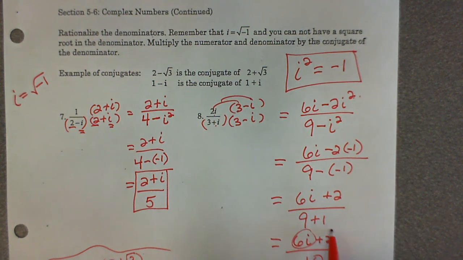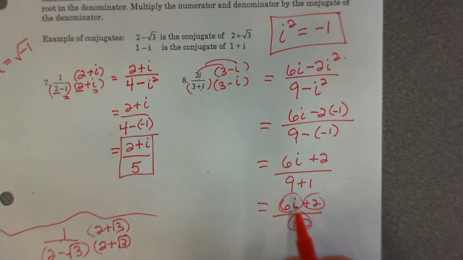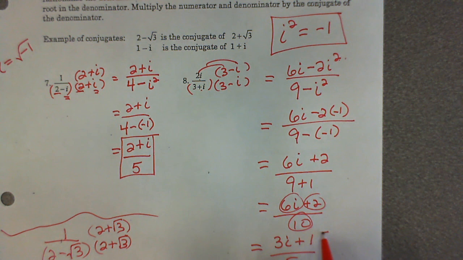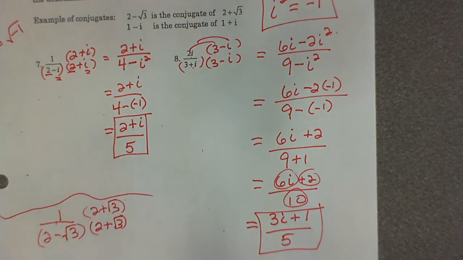But 6, 2, and 10 are all multiples of 2, so we can reduce that. So your final answer is 3i plus 1 over 5. Okay? So that wraps up imaginary numbers.